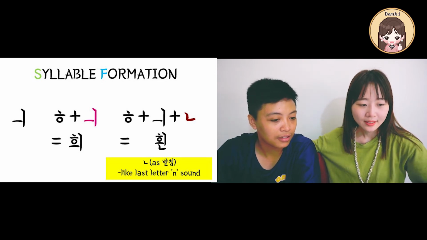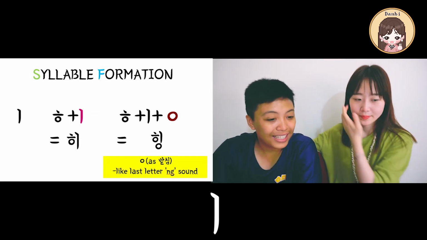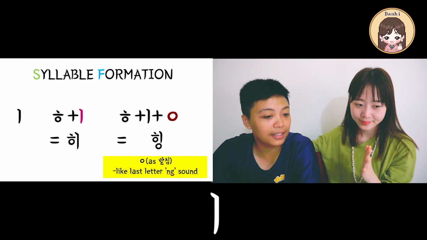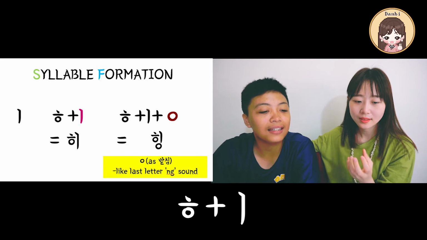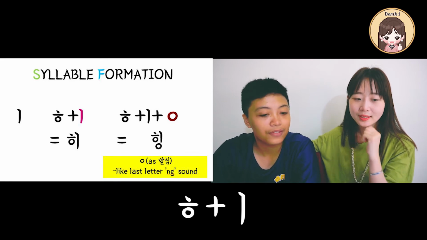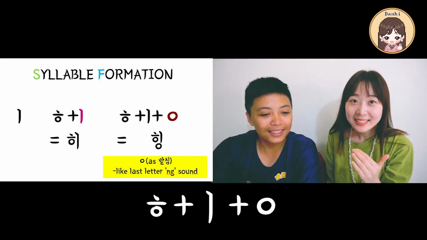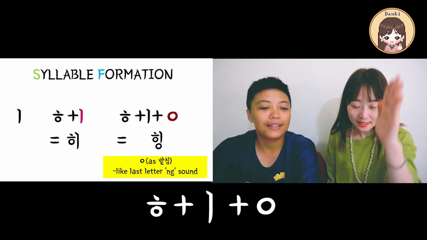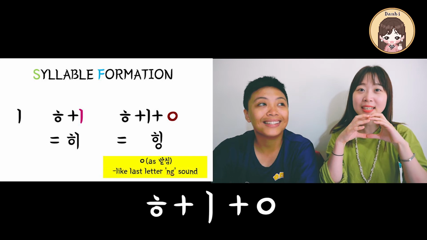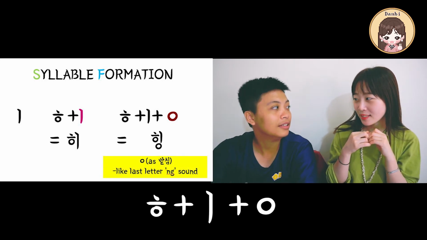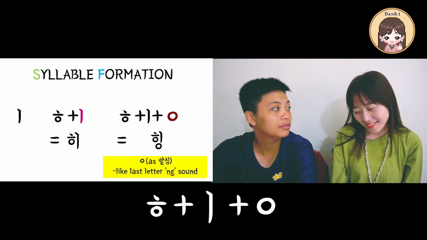And then e. So h plus e equals hit. Very good. This one, e plus ng. So plus hing. You know what hing means? Hing is like hing.